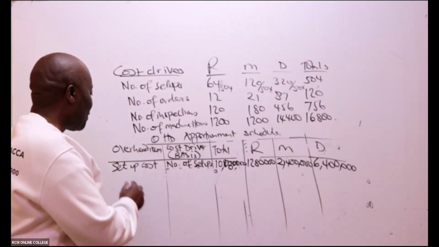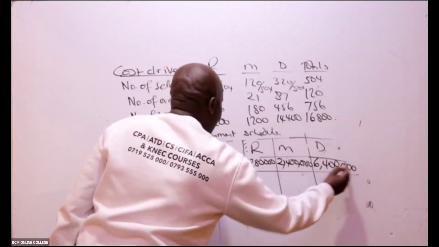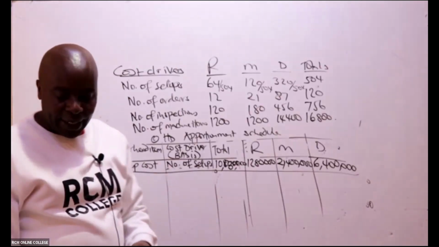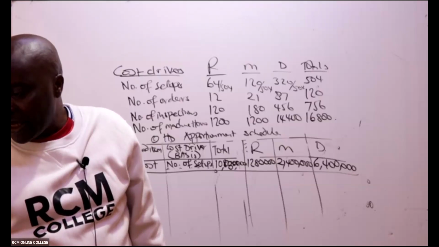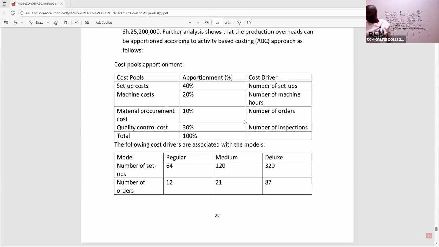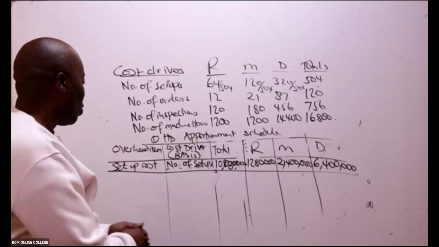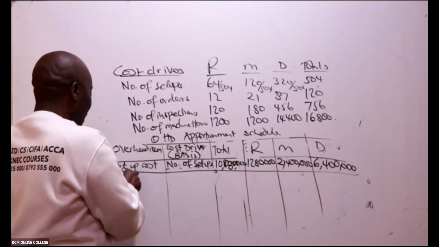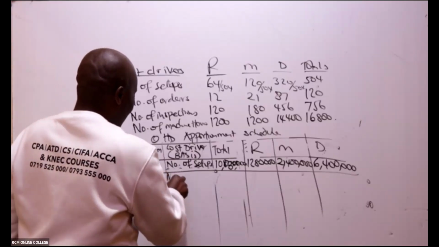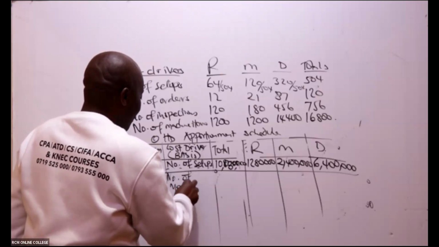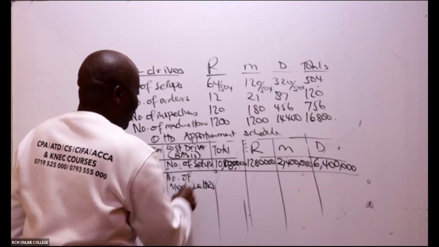So apart from setup cost, ladies and gentlemen, we have another cost. This other cost is called machining cost. I can see the number of machine hours. So we have here machining cost, with the number of machine hours as the cost driver.